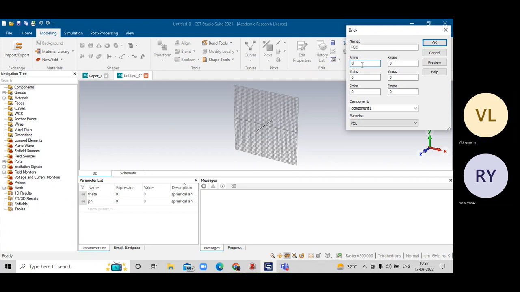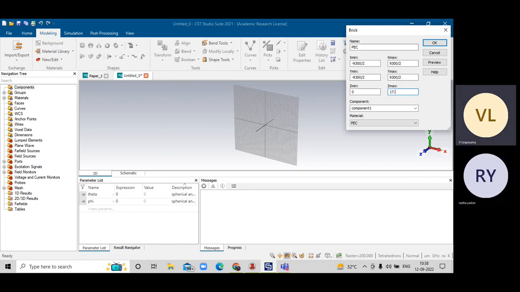Okay. So for this, 9300 divided by 2, minus. Minus 9300 divided by 2. And on the right side, you can put plus 9300 divided by 2. Similarly, you can put for the others also. So for this, Z min will be 0 and Z max will be 17.5.